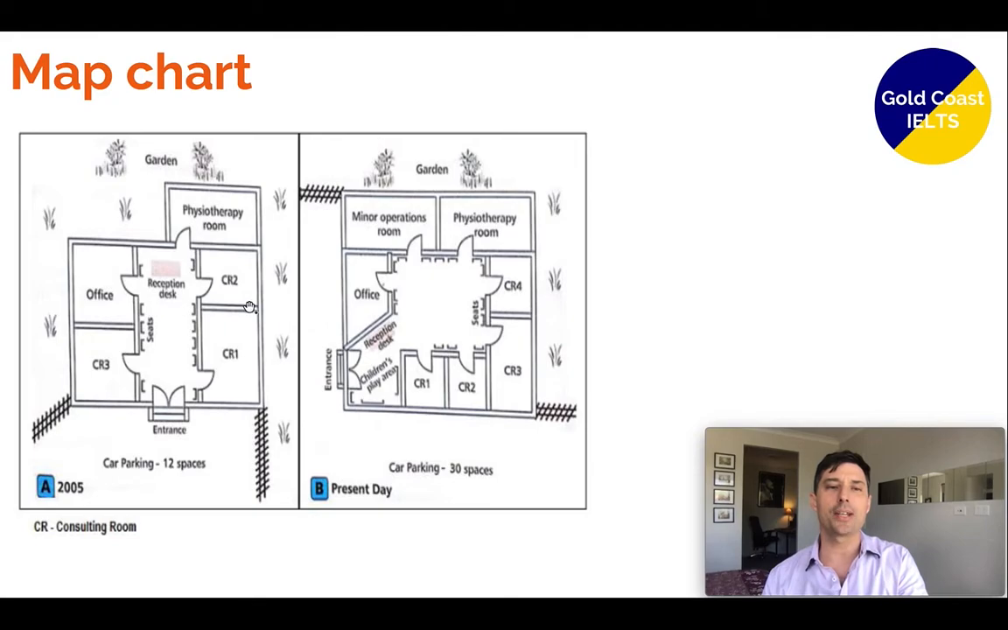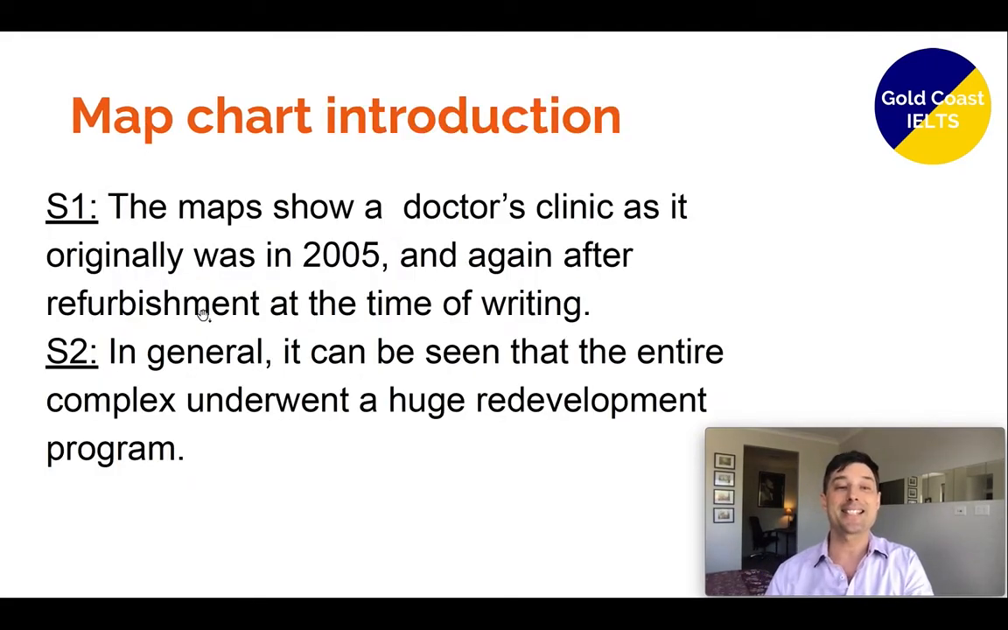Basically the change or the key trend here is that everything has changed. So let's say something like, in general, it can be seen that the entire complex underwent a huge redevelopment program. So guys, that's how you make a key trend sentence, which is the second sentence of the introduction.